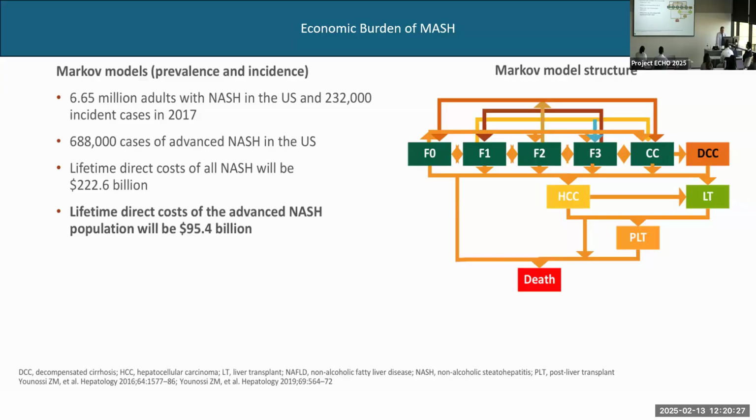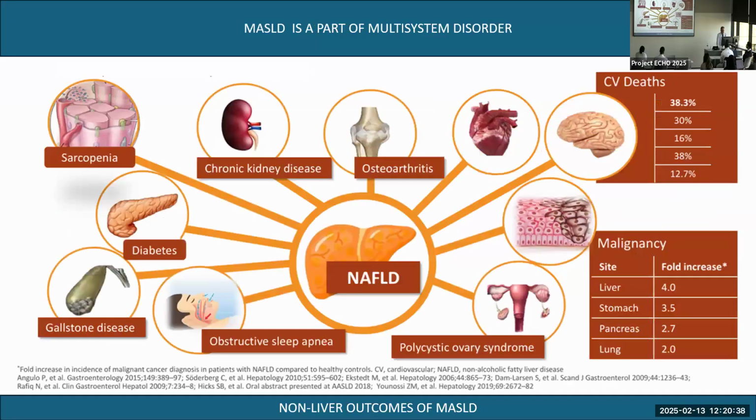The economic burden of MASH is really astonishing, more than $200 billion. So that's a big amount. And we should never forget that this is a multi-system disease. It's surprising to understand that this is a liver condition, but the most common causes of death are cardiovascular deaths and malignancy.